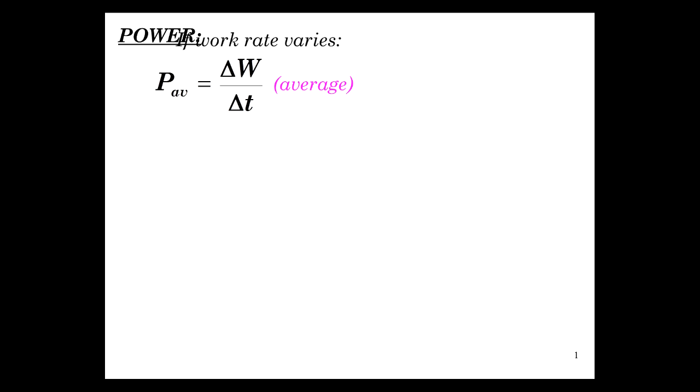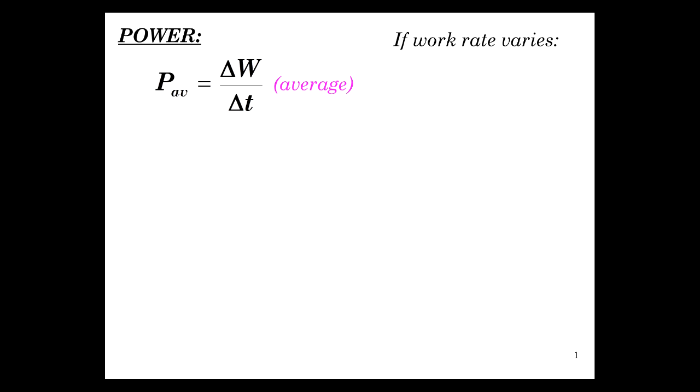In this video, we'll discuss power and give an example or two. Our definition of average power is the rate at which work is done, so delta W over delta T. Now, the work rate could vary, or it could be constant. If the work rate is constant, it's just how much work is done in a given amount of time. In any case, that's going to be your average power.